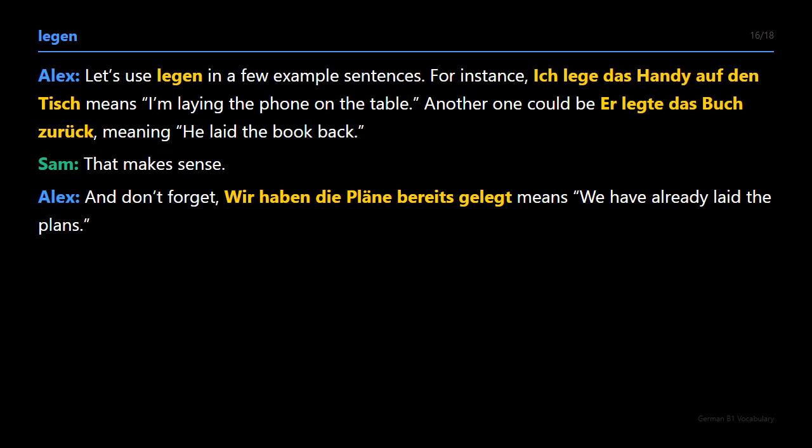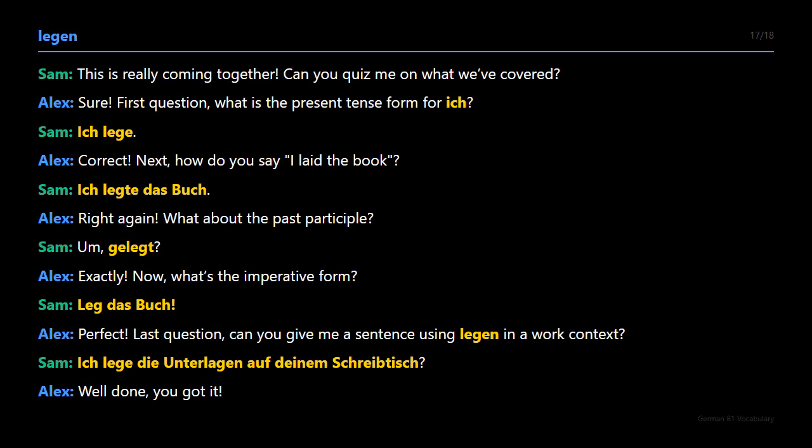Let's use legen in a few example sentences. For instance, ich lege das Handy auf den Tisch. means I'm laying the phone on the table. Another one could be, Er legte das Buch zurück. meaning he laid the book back. That makes sense. And don't forget, Wir haben die Pläne bereits gelegt. means we have already laid the plans. This is really coming together.